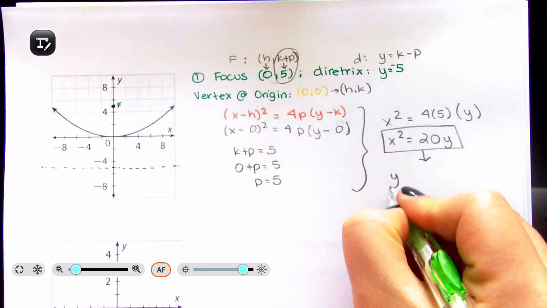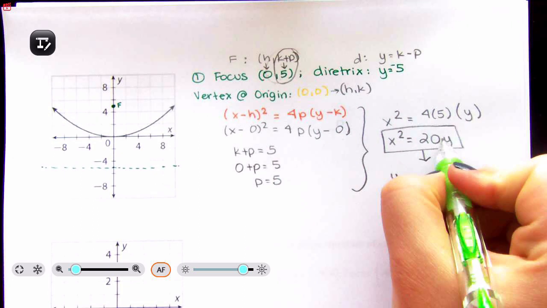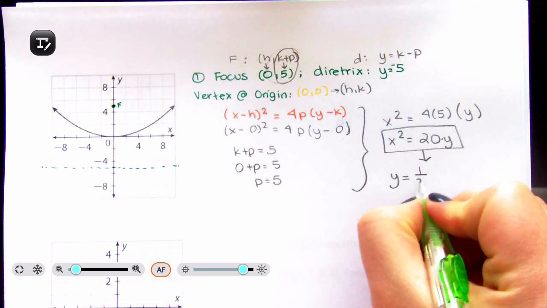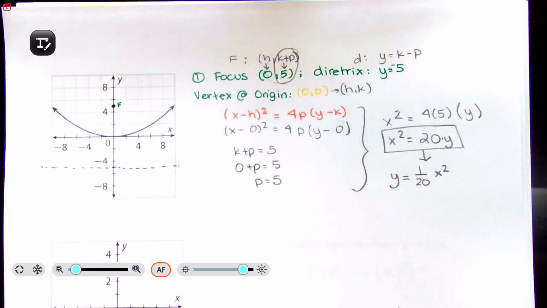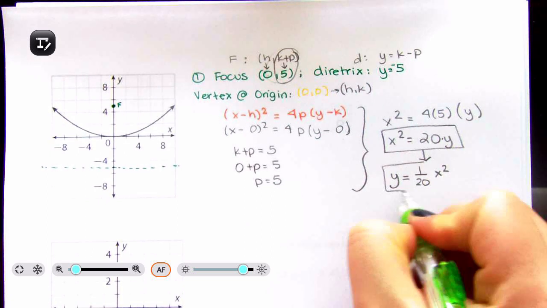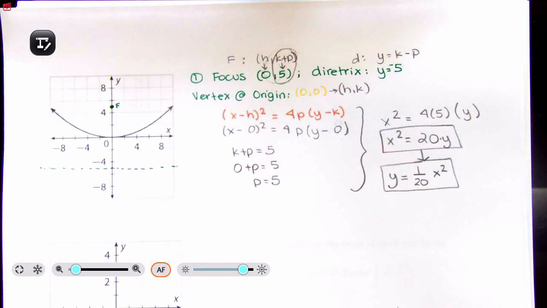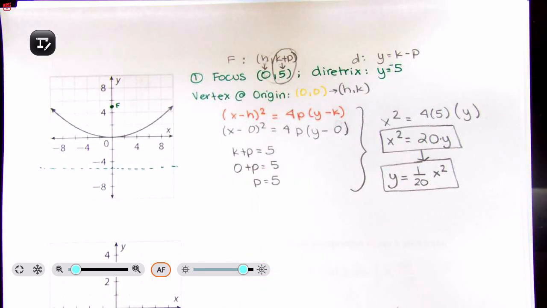So we're going to say y is equal to, we want to get y by itself. So how do we get y by itself? We're going to divide by 20. And you can either write it as 1 over 20 times x squared, or you can say x squared divided by 20. But this is another way that you can write the equation. So here's your example on writing an equation giving a vertex at the origin, a focus, and a directrix. Let's move on to our second example.